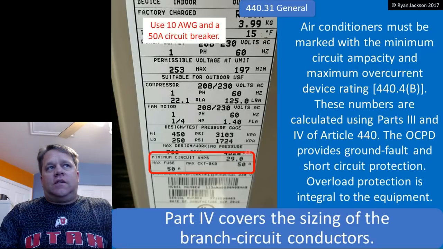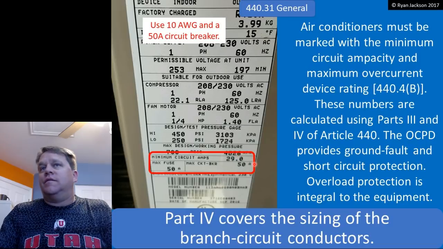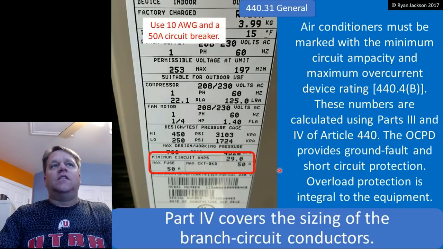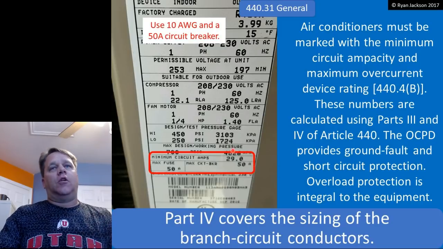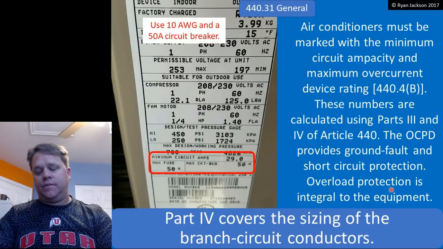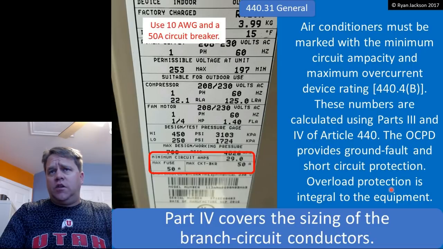What's protecting that 10 gauge wire from melting due to overload? The motor itself. It's thermally protected. It's built into the unit. That is why you can use a smaller wire and a larger fuse or breaker when it comes to air conditioning.